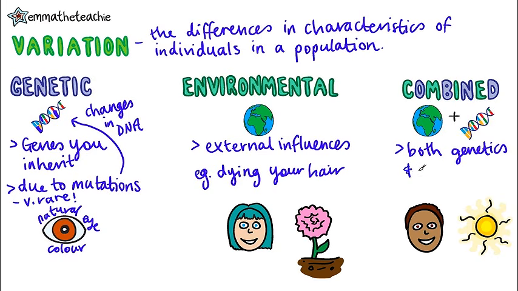And finally, there can be combined causes of variation. And this is where variation is caused by both your genetics and the environment interacting together. For example, skin color. You naturally inherit this from your parents, but if you were to spend all day sunbathing, your skin would darken. Most variation is caused by both your genetics and your environment. Other examples include height and weight.